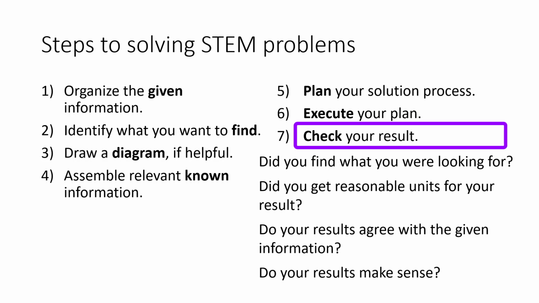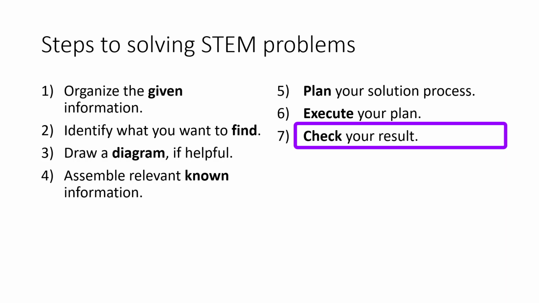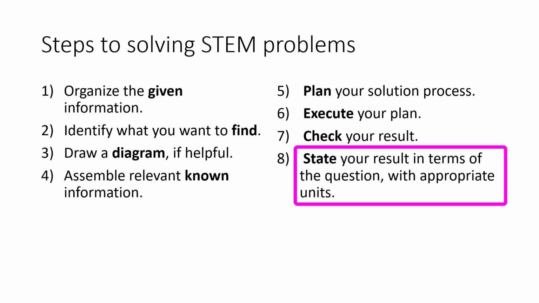I will never forget the algebra student whose solution to the classic coin collection problem said that the coin collection included negative 2.3 nickels. I've never seen a negative nickel, nor 3/10 of a nickel. Make sure your results are reasonable. Finally, state your results in terms of the question. The answer is not x equals 4. The answer is the coin collection contains 4 nickels.